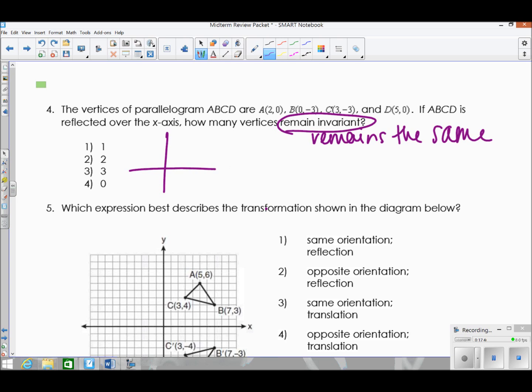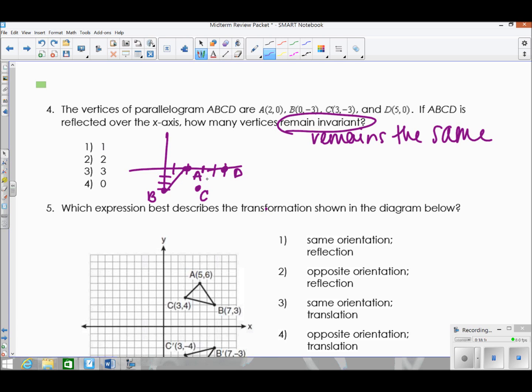So if you look, we have (2, 0) is A. We have (0, -3) is B. The picture doesn't have to be perfect, but you at least want to have a rough idea. C, we have (3, -3). And D, we have 1, 2, 3, 4, 5, 0.